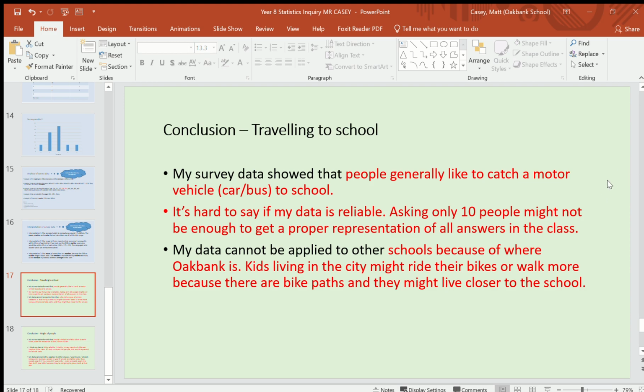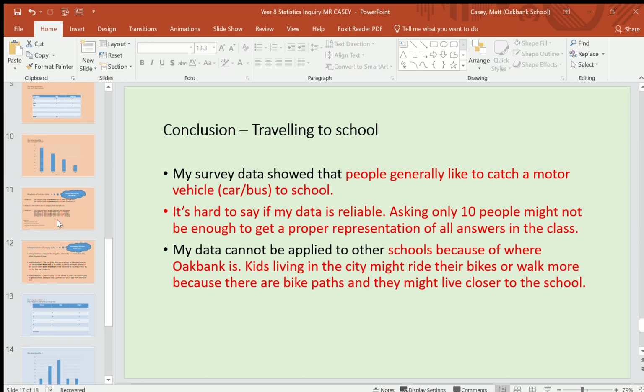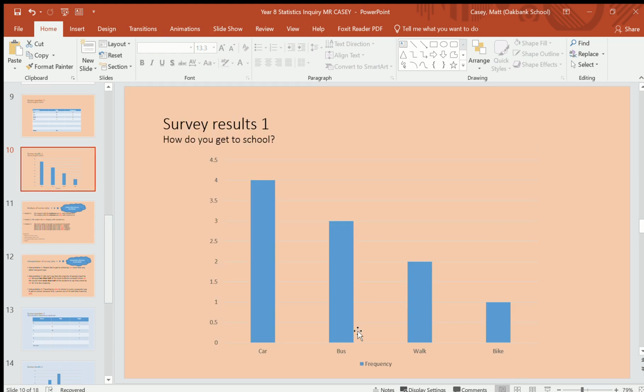idea. What I do know is that my data can't be applied to other schools because Oakbank is out in the country. We call it the country. It's probably rural, semi-rural, whatever. It's not middle of nowhere, but out in the country. So we can't just take this graph and be like, oh yeah, kids that go to Glenunga or kids that go to like CBC in the city, we can't really apply this to them because they don't live in the country and they will probably use different modes of transport of getting to school.